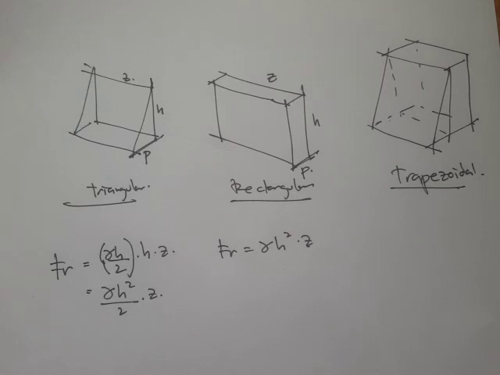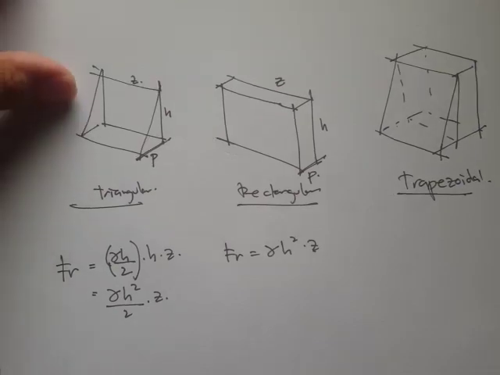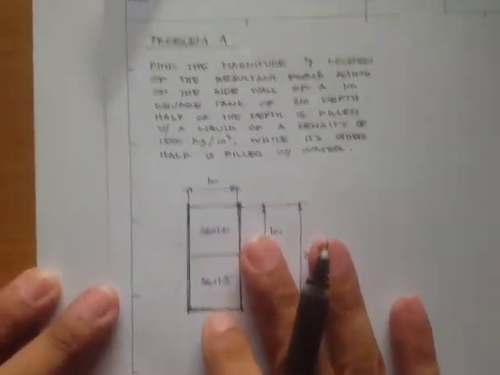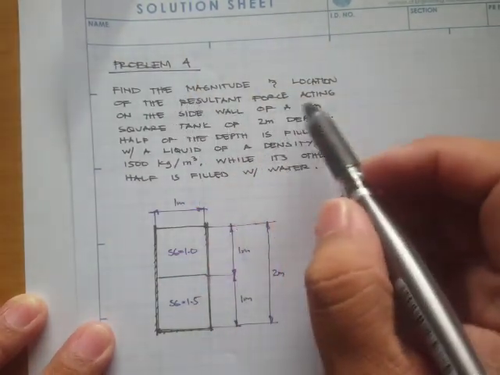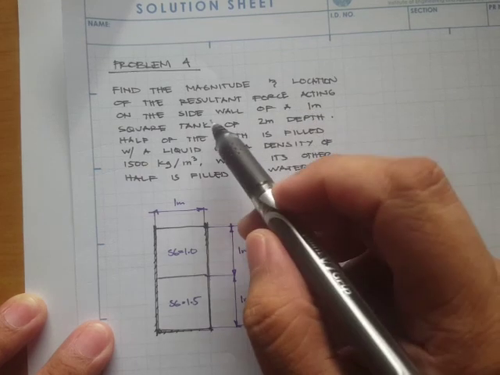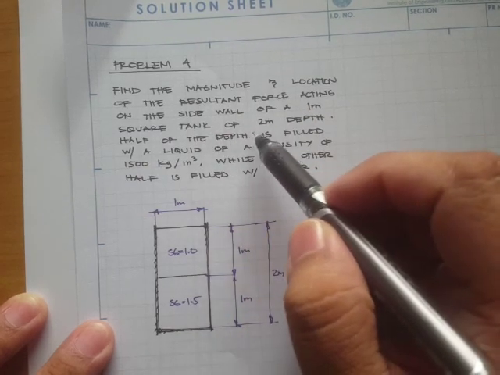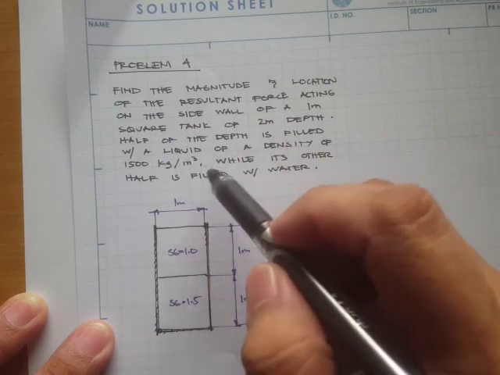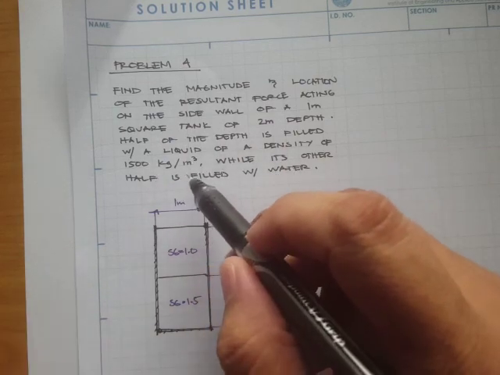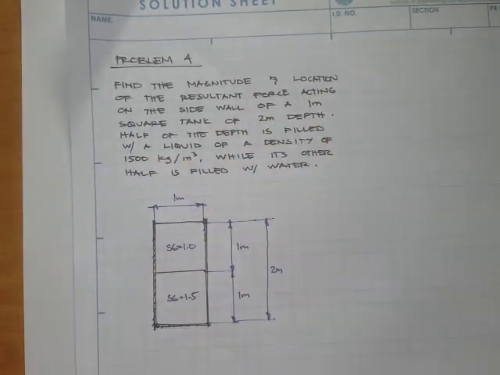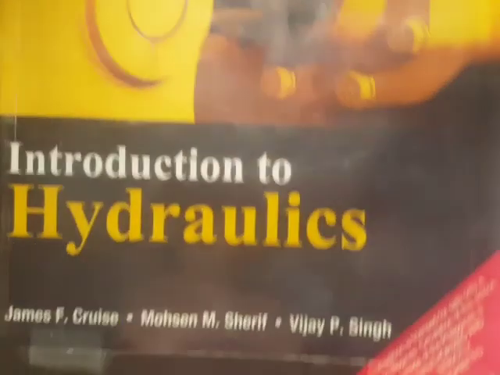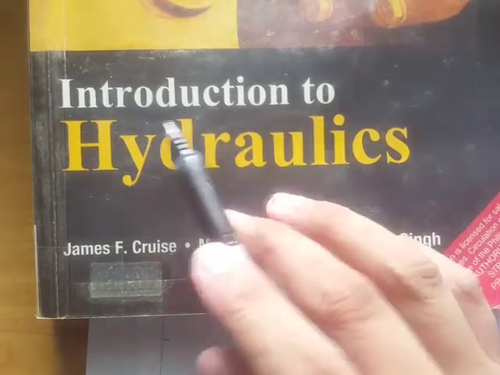Okay, so let's now work on one problem regarding the use of this method. Okay, so for this problem, problem number 4, the problem states: find the magnitude and location of the resultant force acting on the side wall of a 1 meter square tank of 2 meter depth. Half of the depth is filled with a liquid of a density of 1,500 kg per meter cubed, while the other half is filled with water. Okay, by the way, this problem is taken from this textbook by Cruz et al., Introduction to Hydraulics.